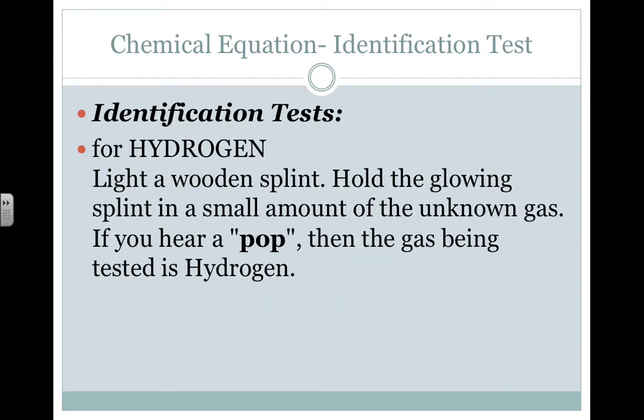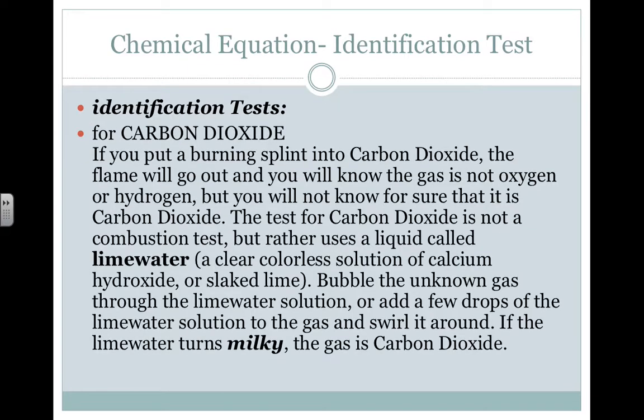The next identification test is for hydrogen. Again, we light a wooden splint, or a different wooden splint, and hold the glowing splint in a small amount of unknown gas. If you hear a pop, then the gas being tested is hydrogen. So it's going to create that pop, which is different than oxygen, which just lit back up and burst back into flame. And another identification test here is for carbon dioxide.